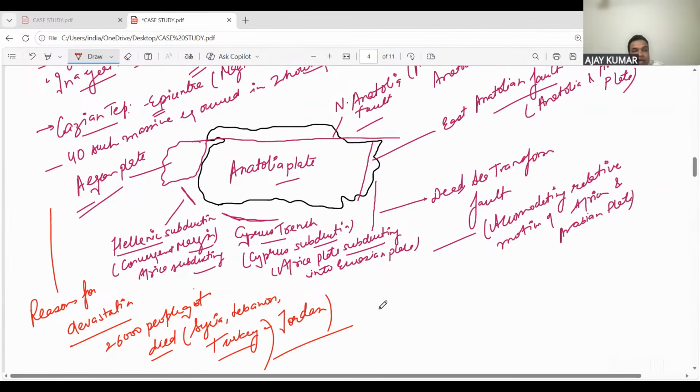ठीक है, so now you have got the idea about the case study. That's it. यही है case study in which I have shown you a regional diagram where you can locate some faults. You can locate a couple of places, and once the places are located, you can show the faults also: Dead Sea Transform Fault, Cyprus Trench, Hellenic Subduction, and you have an idea of why Turkey is a hotbed of earthquakes. You can write a couple of lines that Turkey is a hotbed of earthquakes, which receives earthquakes at least on an average 33,000 times in a year.